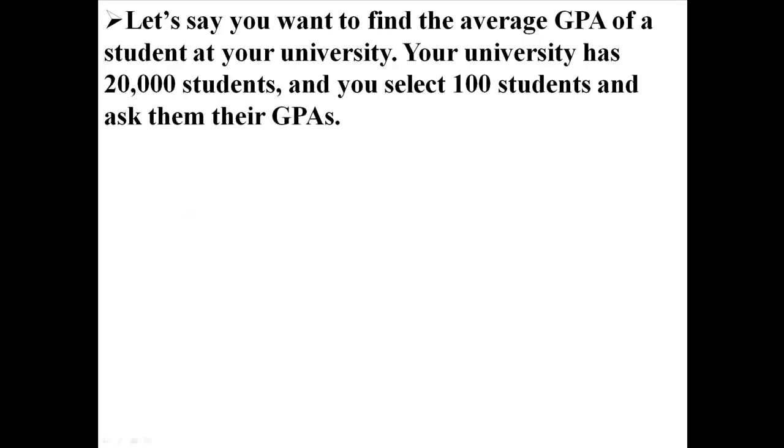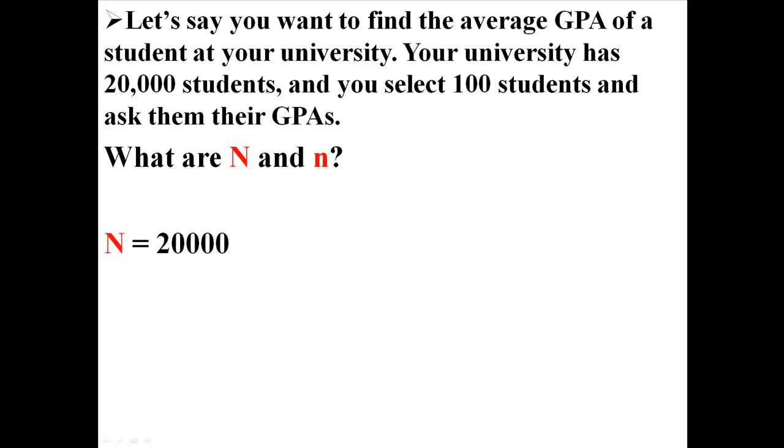So let's say you want to find the average GPA of a student at your university. Your university has 20,000 students, and you select 100 of those students to ask them about their GPAs. What are capital N and lowercase n? What are the population and sample sizes? In this case, the size of the population you're drawing from is 20,000, because I'm talking about those 20,000 students. And lowercase n is 100, because we're taking a sample of 100 students. So that is the distinction between the capital and lowercase n.